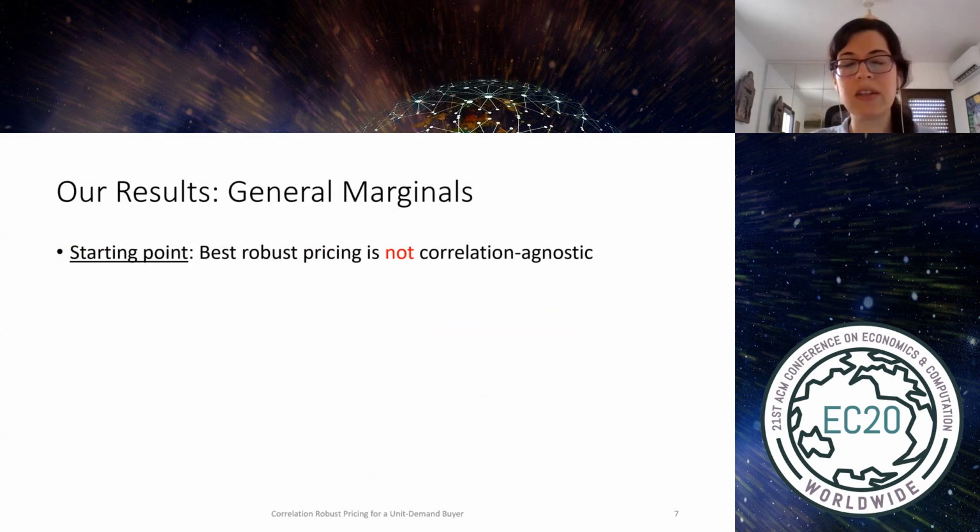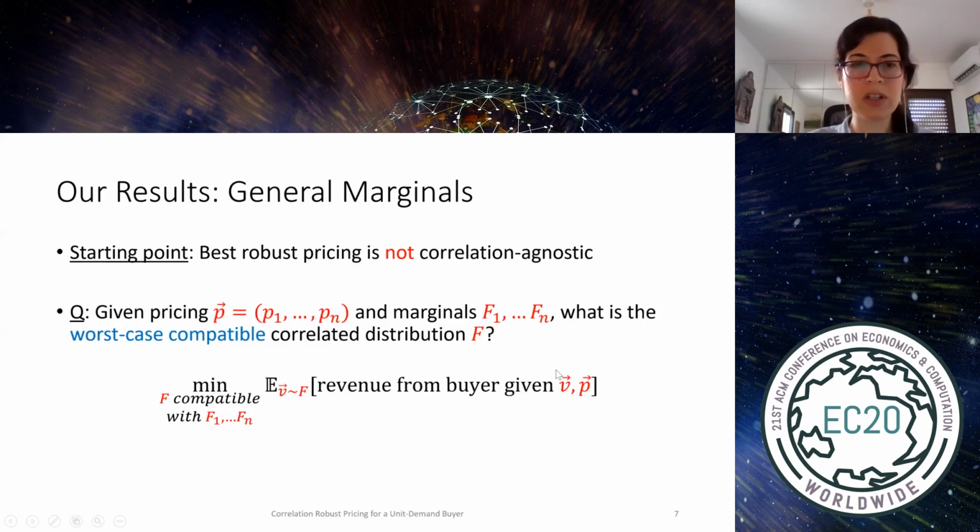Okay, so what do we find? Our results for general marginals are as follows. As a starting point, we show that the best robust pricing is not correlation agnostic. Okay, after observing this, a natural follow-up question is, so let's say we're given the best robust pricing, and we know the marginals, or maybe we're given any pricing P and we know the marginals as usual. What is the worst case compatible correlated distribution?